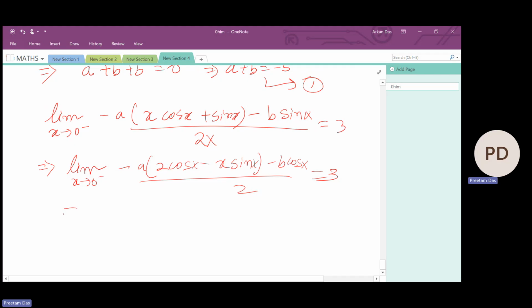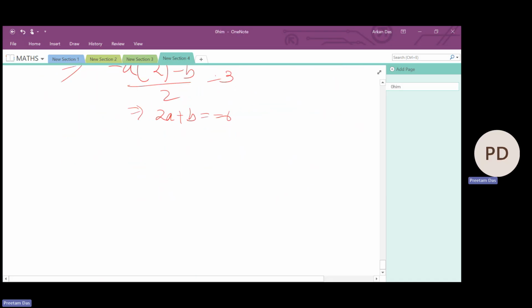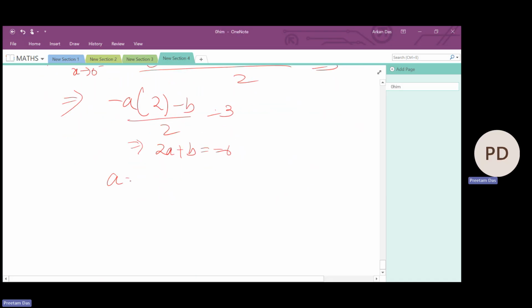Okay. So now again we'll put x as 0 here. So if we put x as 0 here, then what are we supposed to get? Minus a times 2, minus b, divided by 2, equal to 3. Okay, so that means 2a plus b should be minus 6. Now you have got two equations in two unknowns. You have to solve this. You'll get a as minus 1 and b as minus 4. Okay.